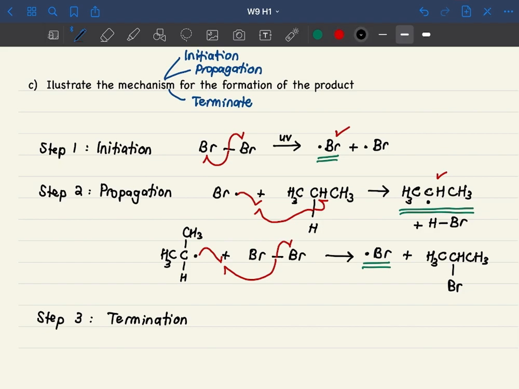So by having 2 radicals of Br, we are going to form the Br bond like this. We're going to combine them together, and then they will form a new bond. The same goes for the CH3, we have a free radical here. They are going to attack the same radical.